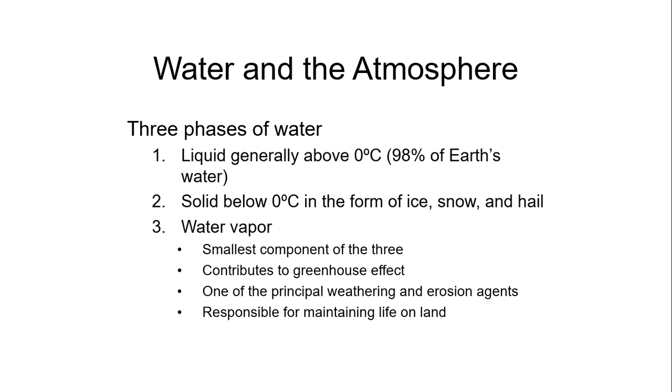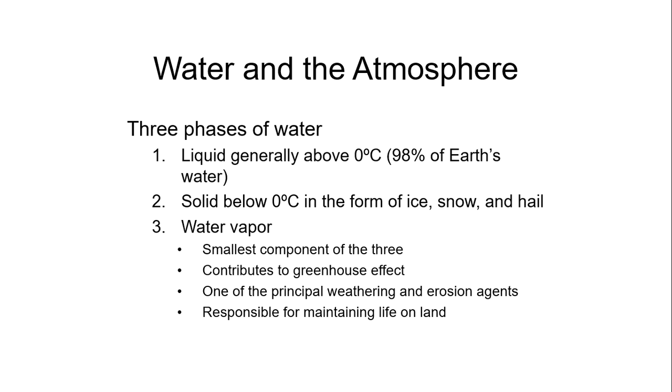However, water can also be solid, which is below the freezing point, 0 degrees Celsius, and becomes hard in the form of either ice, snow, or hail. Then the third phase is gas, also known as water vapor. This is the least amount of water. Now, water vapor, also known as steam, is actually not visible to the naked eye. We cannot see water vapor.